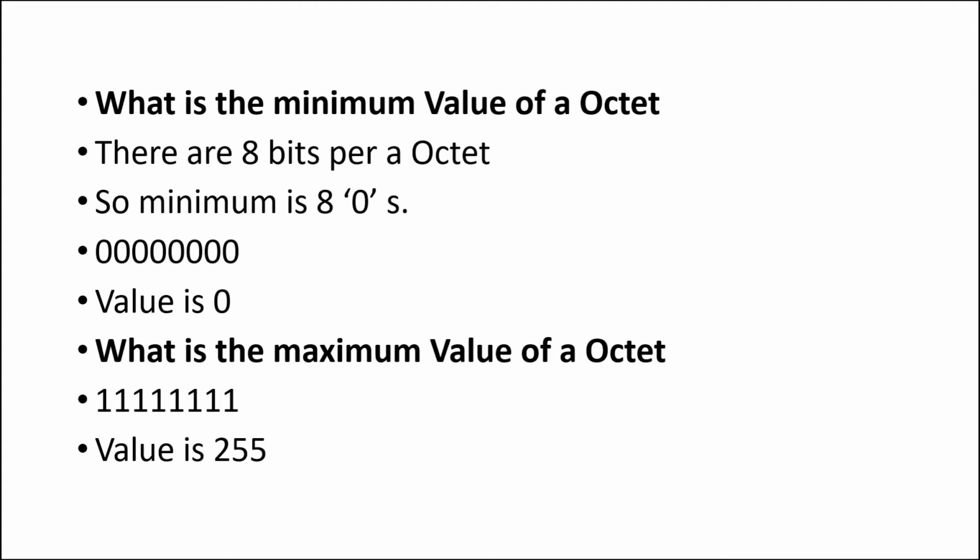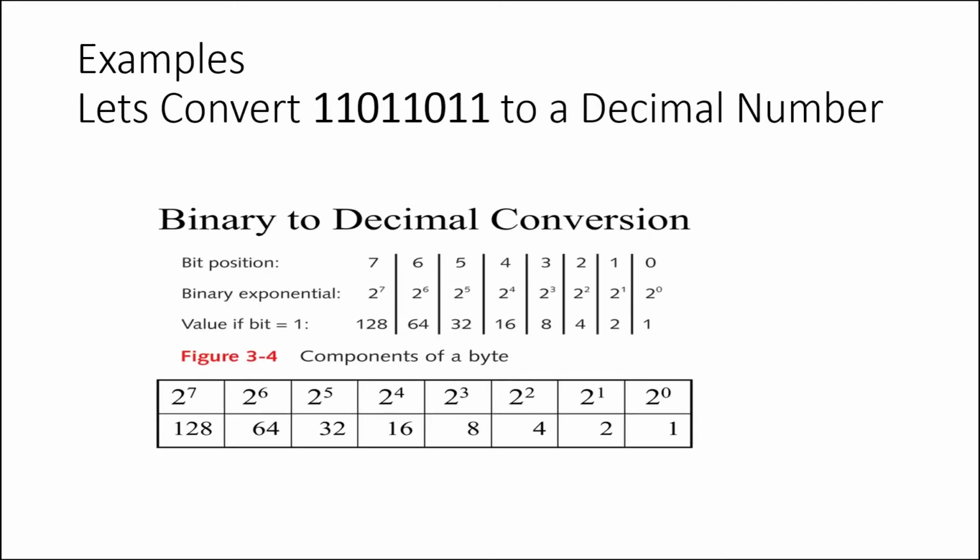So the conversion is: 8 zero bits is equal to 0. So what is the maximum value? You know guys that the maximum value a bit can get is the binary 1. So when we convert 8 one-bits to decimal, we get 255.